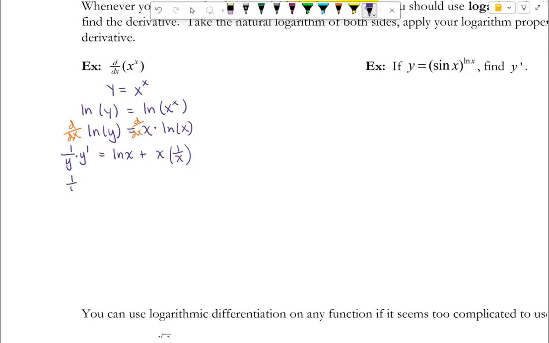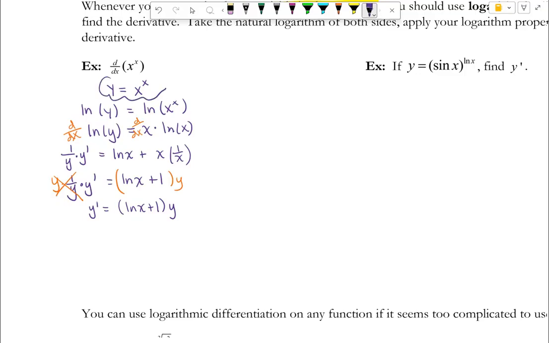All right, so on the left-hand side, we still have 1 over y times y prime. On the right-hand side, I might just rewrite this as the natural log of x plus 1. Now our goal is to isolate y prime. Well, we could multiply both sides of our equation by y in order to do that, because on the left-hand side, y times 1 over y just becomes 1. So we now have y prime equals the natural log of x plus 1 times y, but we don't want to have a y in our final answer.